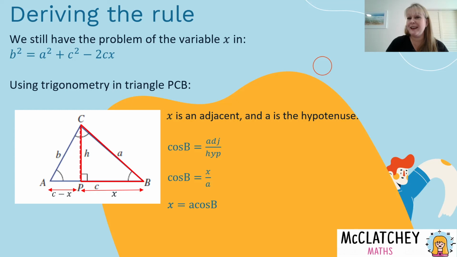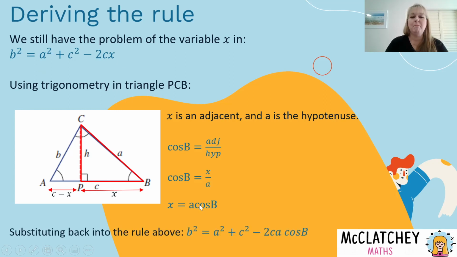Let's substitute that now back into this equation up here where we saw x. Let's put this information in. Boom, we've got the cosine rule. B squared equals a squared plus c squared minus 2ac cosine B. Now obviously we can replace that with other letters, like we can replace b with a c, we could replace a with a b, it doesn't really matter as long as we always remember that the subject of the equation is the side we're trying to find. And we derived the rule.